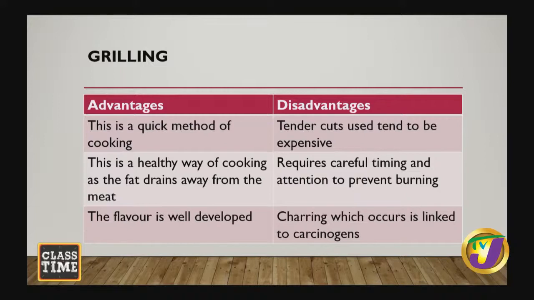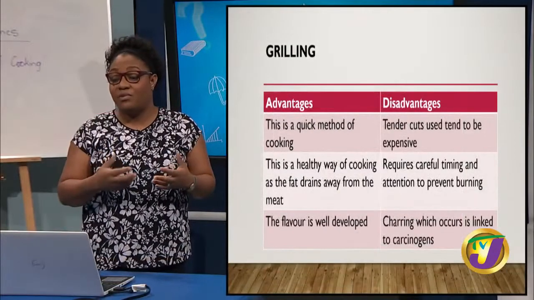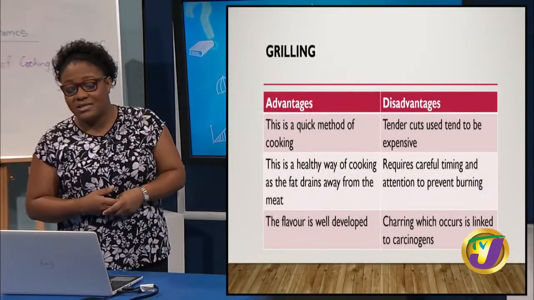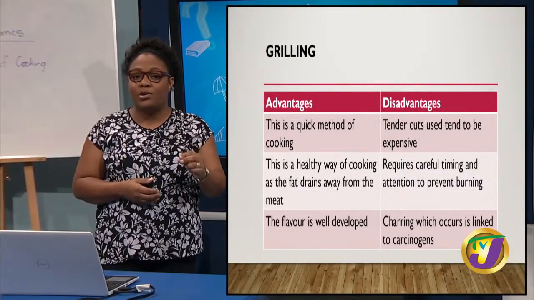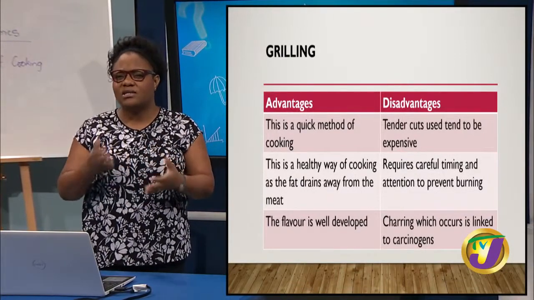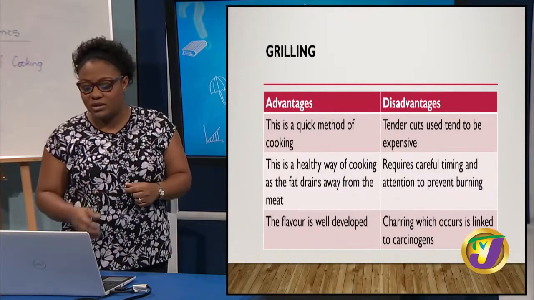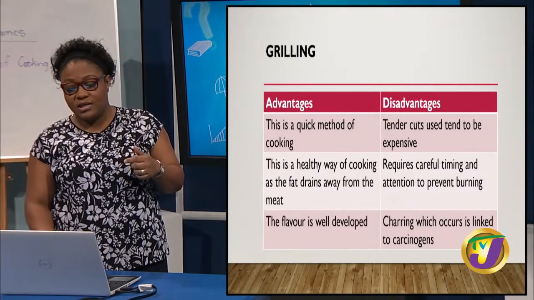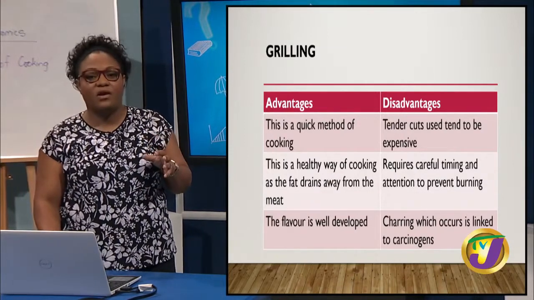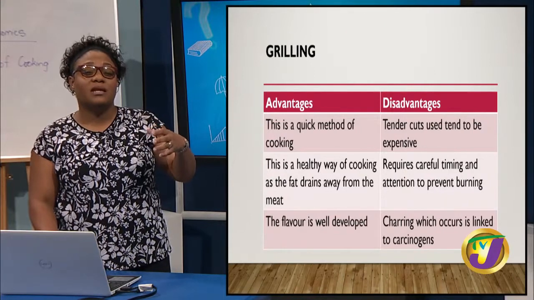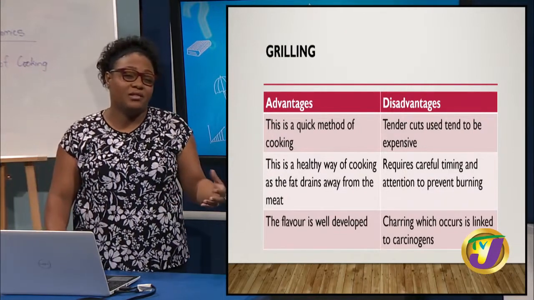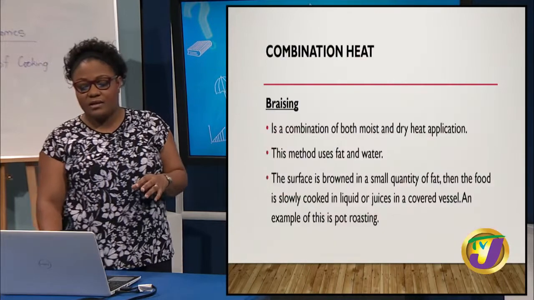So, disadvantages. Tender cuts tend to be very expensive. So grilling, though it is a nice and healthy alternative, the item to be grilled can be very expensive. And it requires timing and attention to prevent burning. Grilling happens because the temperature is higher and it's direct contact with the heat. You have to pay keen attention to it. And charring, which occurs, is linked to carcinogens, so you have to be mindful of that. That's one disadvantage. Some persons like their grilled items a little bit more charred than others, so you have to be mindful of that.